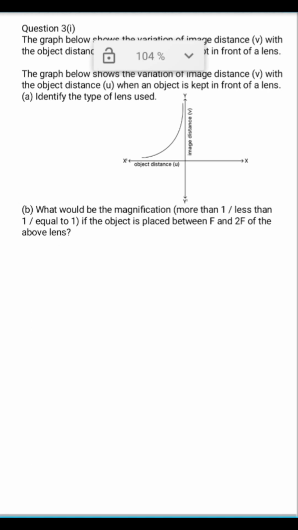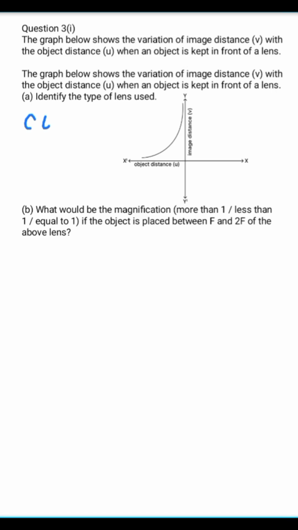So from this relationship, we can very easily say that this is a convex lens. If you consider the ray diagrams of a convex lens, this is what we are saying. When the object is placed between the focus and the center of curvature, that is 2f, the image is formed beyond 2f. And if the object is placed beyond 2f, the image is formed between f and 2f. So in this manner, we can say that the image distance and the object distance are inversely proportional. So this is the case of a convex lens.